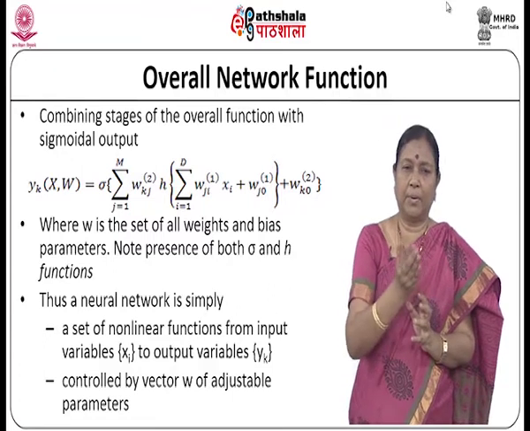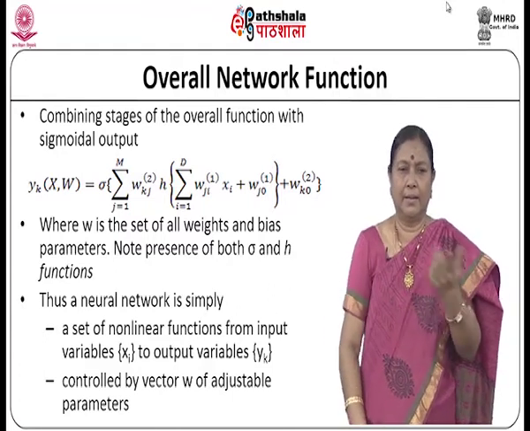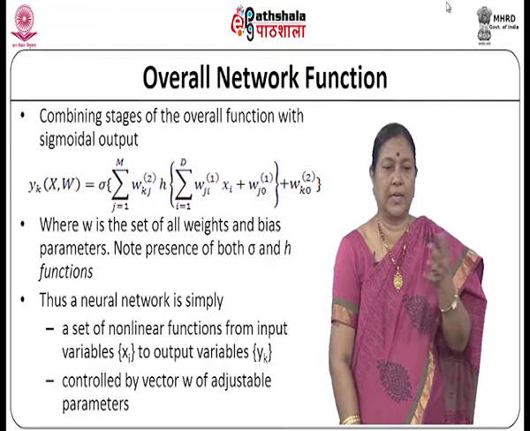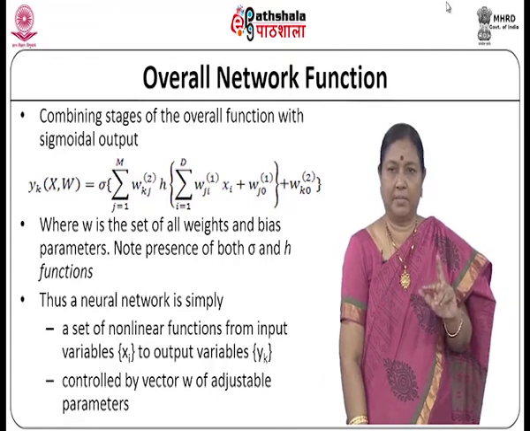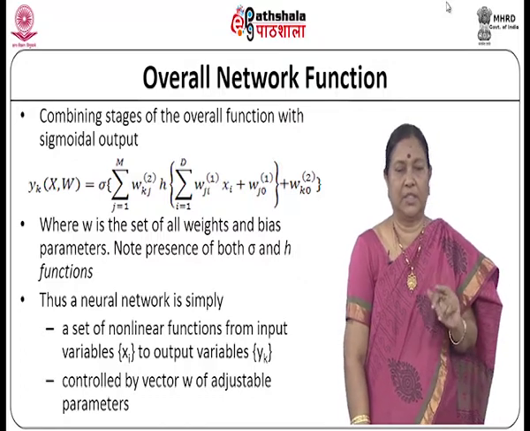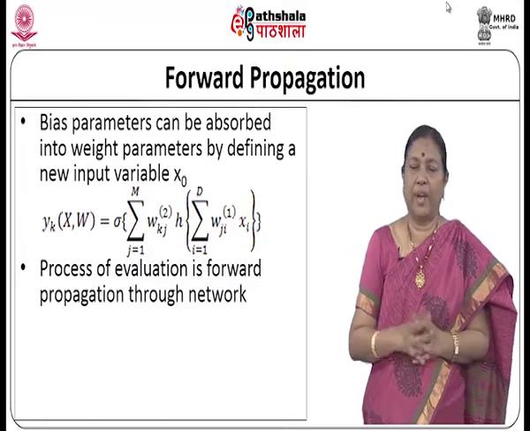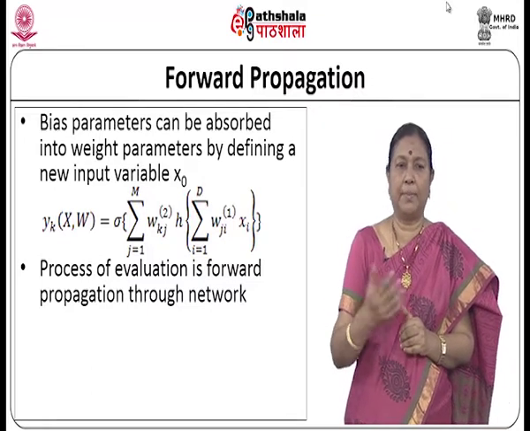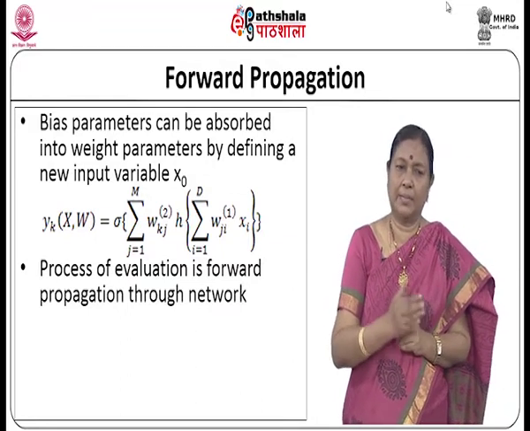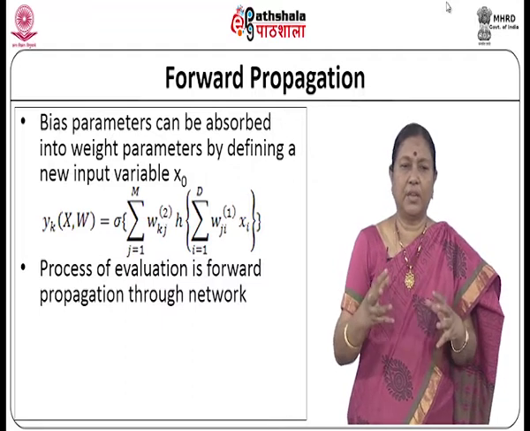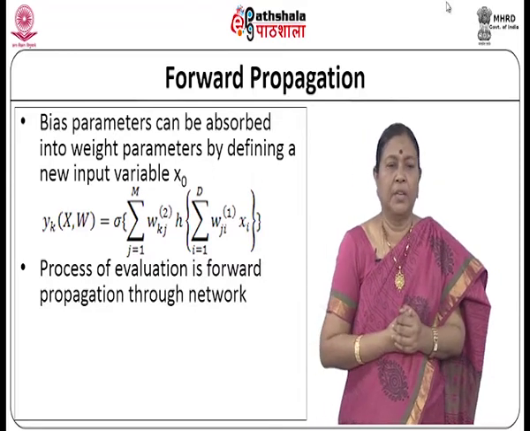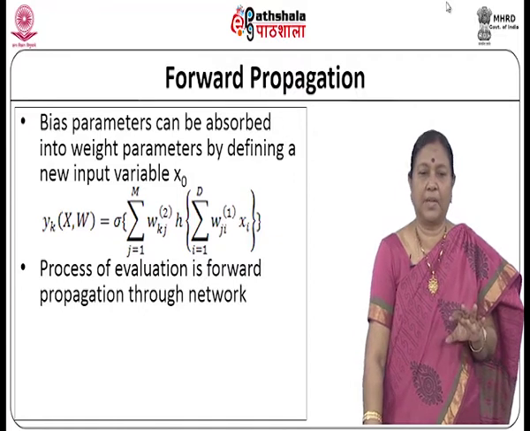So, you have two types of w, wkj and wji, corresponding to input to hidden, and hidden to output. For both you have a different nonlinear function, one is sigma and the other is h. In forward propagation, the bias parameters can be absorbed into the weight parameters by defining a new input variable called x naught. So, instead of using separate bias parameters, we can absorb them by defining a new input variable. The process of evaluation is the feed forward propagation through the network.